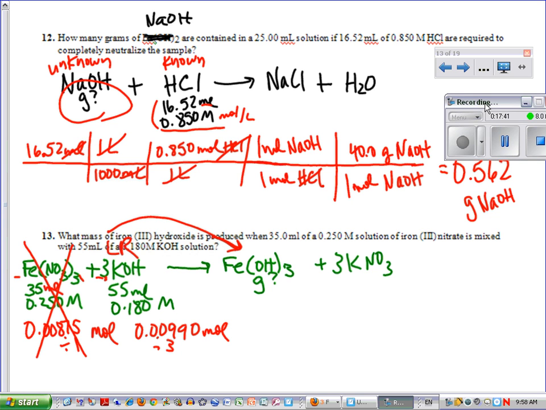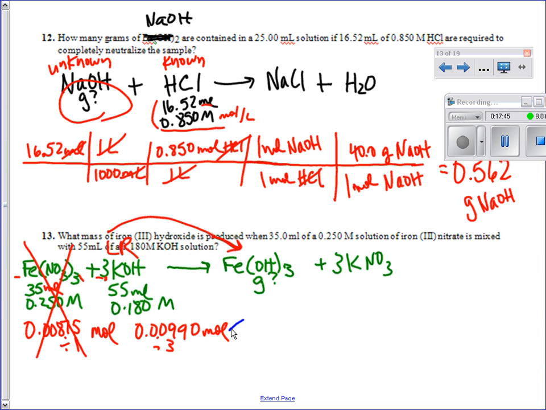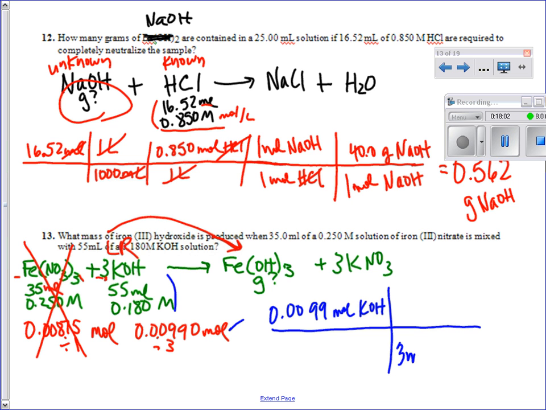Okay. Starting with, are you okay if I start with these moles here? I think it would make the problem faster than having to go back and find moles again, because you already did it. 0.0099 moles of KOH. Stoiching over, find the moles of the unknown. So for every 3 moles of KOH on the bottom, I have 1 mole of ferric hydroxide up top.